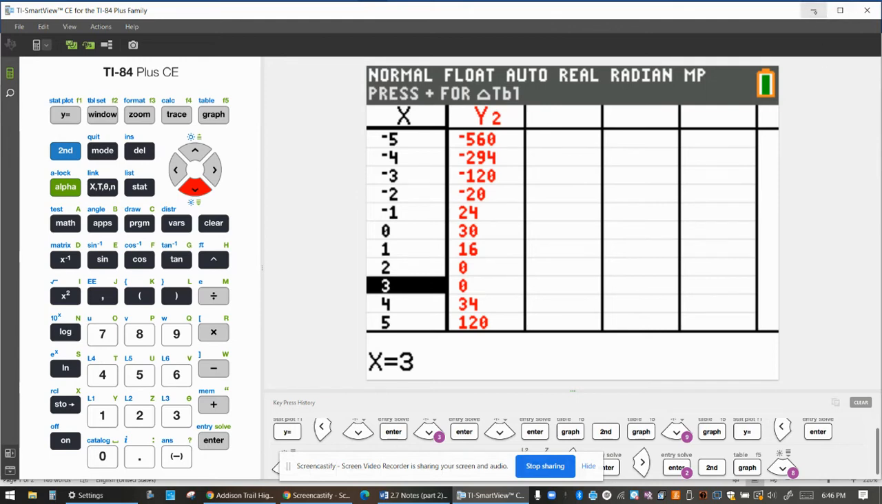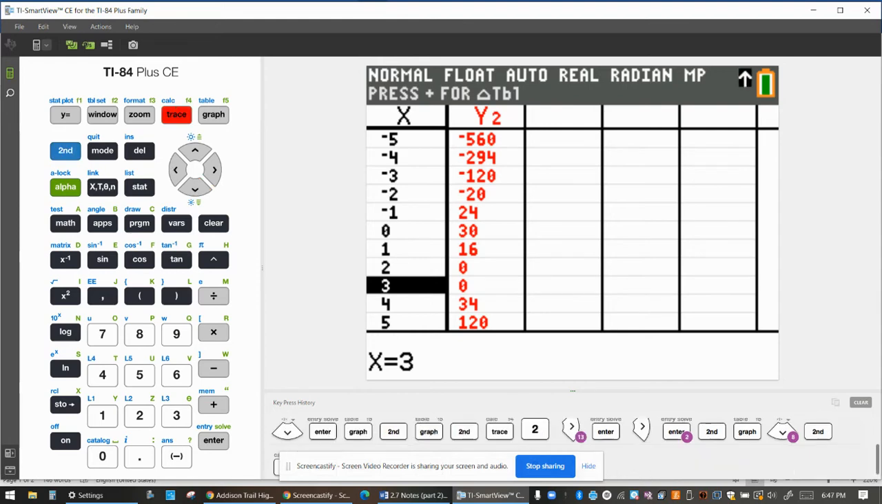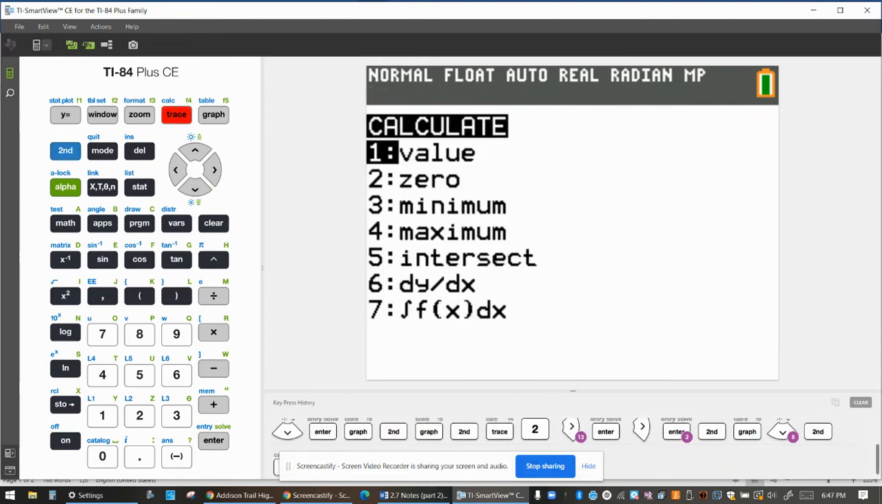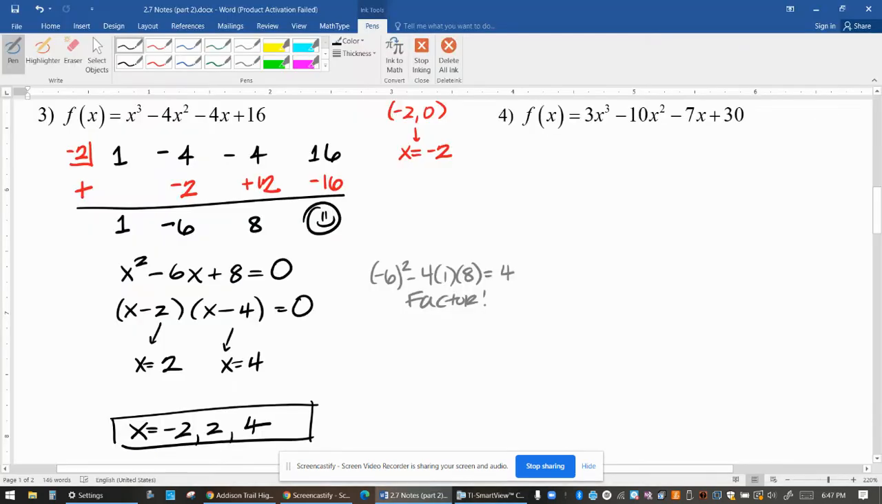If they had all been decimals, then none of them would pop up on the table, which is why I want you to be able to find the zeros using second trace. Okay, so we just confirmed that 2 is a 0.